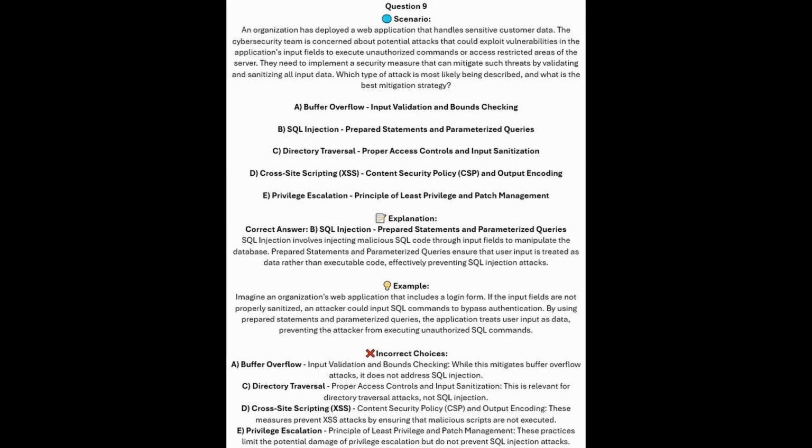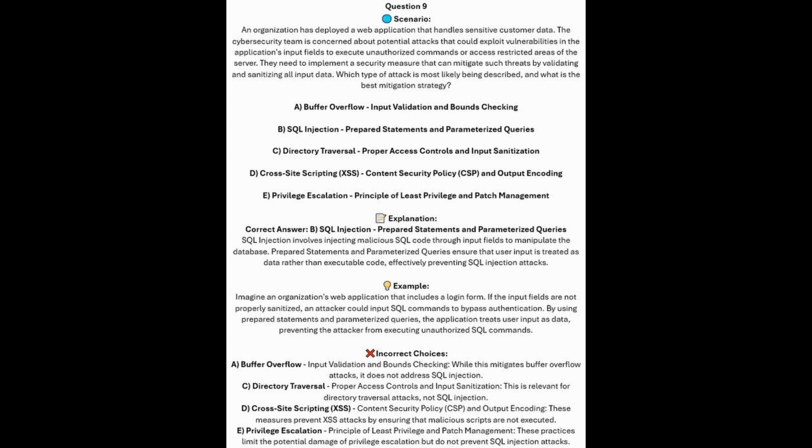And the correct answer is B, SQL injection, prepared statements and parameterized queries. SQL injection involves injecting malicious SQL code through input fields to manipulate the database. Prepared statements and parameterized queries ensure that user input is treated as data rather than executable code, effectively preventing SQL injection attacks.